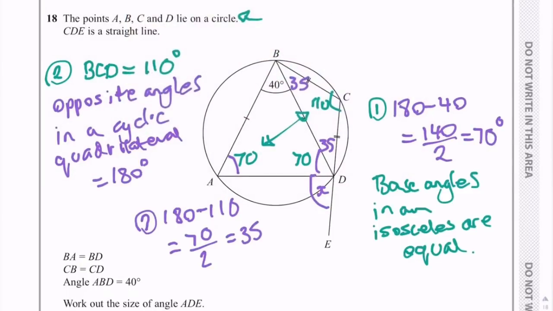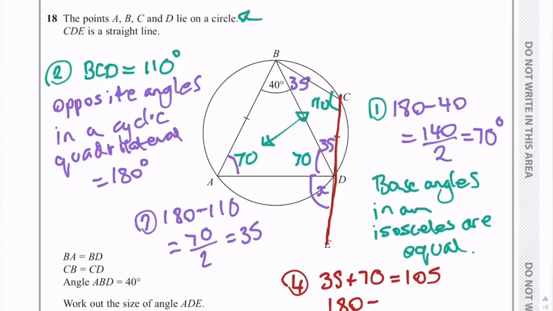Okay, so now we've got this line here, CDE. We've got the two angles on it. We've got 35 for one of them, 70 for the other. And we can now find what's missing because we know that angles on a straight line add up to 180. So my final step here to finish it off would be 35 plus 70, which equals 105, and take that away from 180. And that leaves me with 75 degrees.